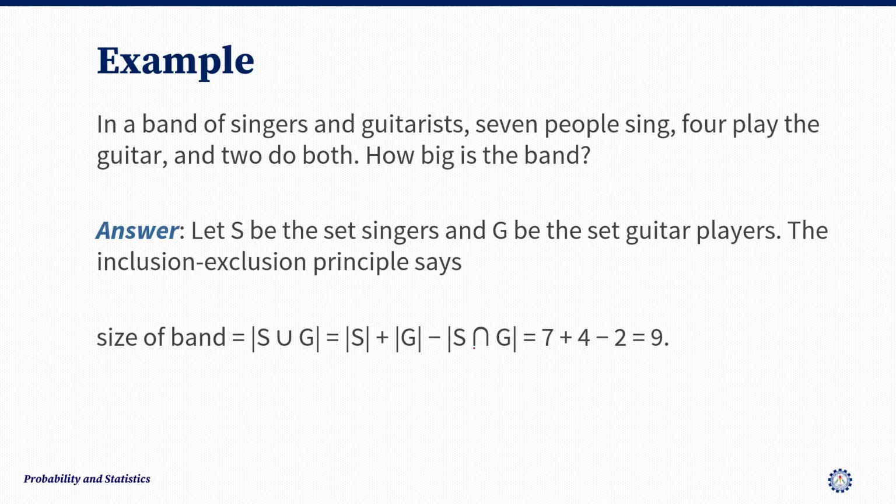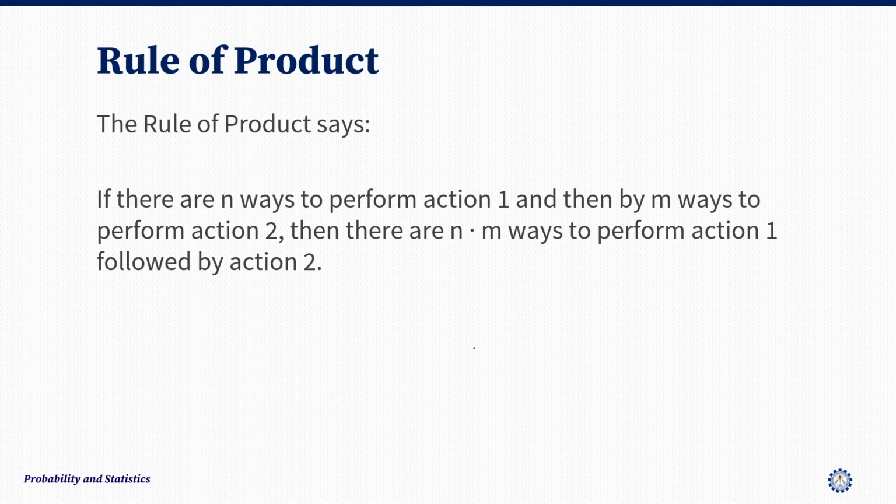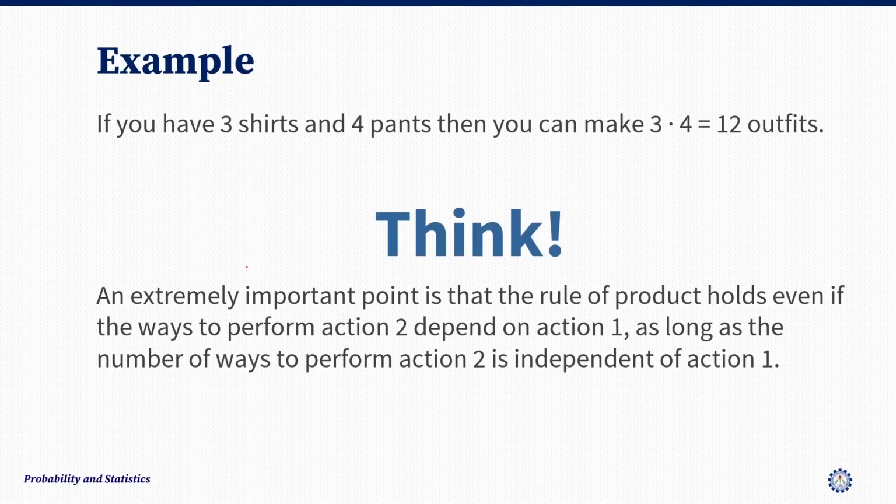So that is the inclusion-exclusion principle. We also have the rule of product. The rule of product says if there are n ways to perform action 1 and then m ways to perform action 2, then there are n times m ways to perform action 1 followed by action 2. We will also call this the multiplication rule. So let's say, for instance, if you have 3 shirts and 4 pants, then you can make 3 multiplied by 4, you can make 12 outfits.